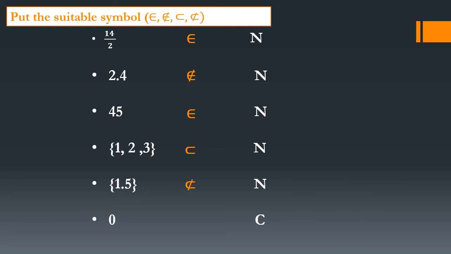Now 0. Belong or not belong, because 0 is an element. Now, 0 belongs to N or not belong? 0 does not belong to N, so we'll choose not belong. The last, phi. Phi is a set, so we will choose subset or not subset. But we said before in the first term, phi is a subset of any set, so we will choose subset.